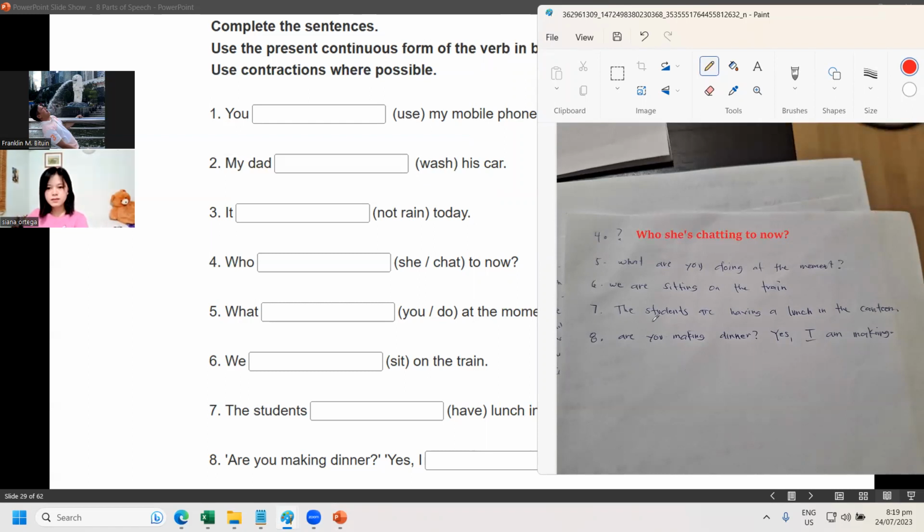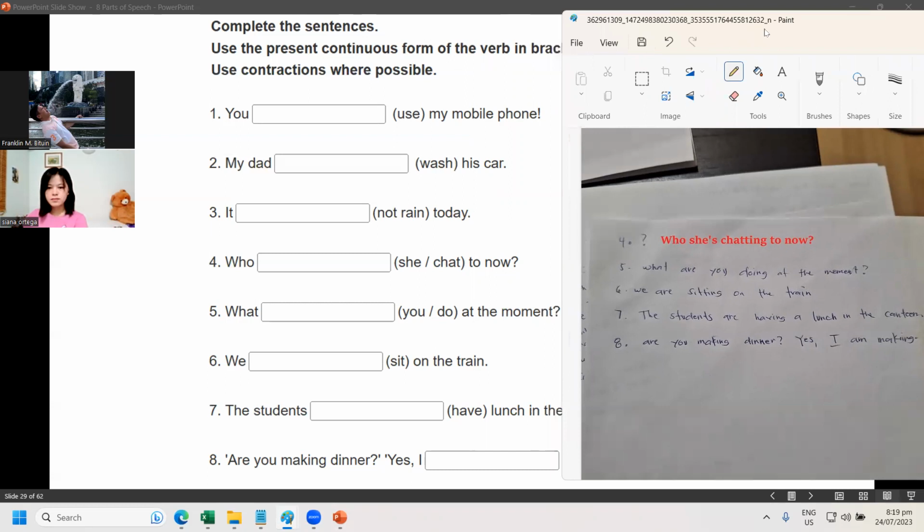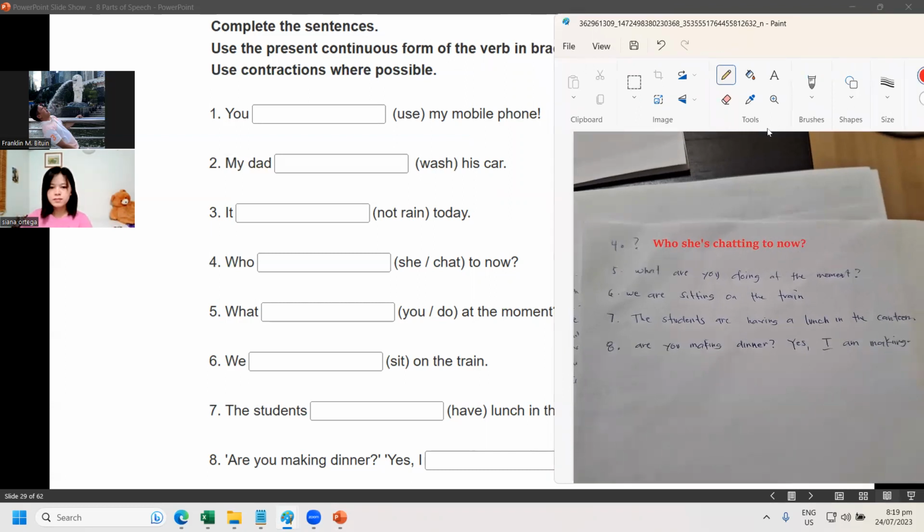What are you? Okay, you can also say contraction. What are you doing? Yeah, that's correct. What are you doing at the moment? We are sitting on the train. Okay, good. That's right. Number 7, the students are having.